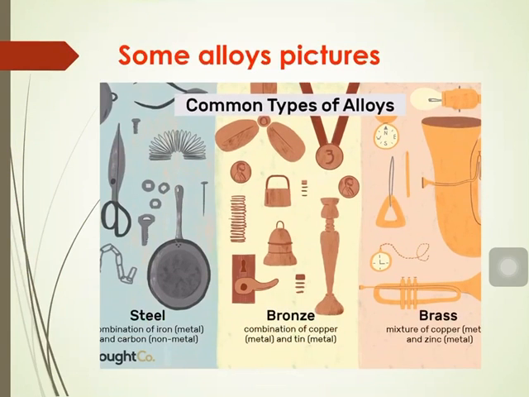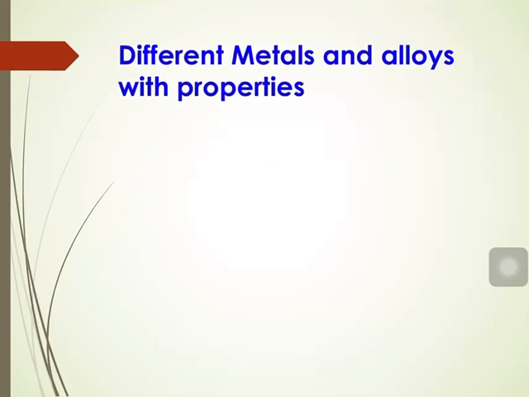These are the different steel products you are using. These are the bronze products we use in daily life. You are using medals, springs, handles, bells, and so on. And the brass, the different instruments for playing, like this flute, this trumpet, some watches, etc. And the last table is showing you the different metals and alloys with their properties.